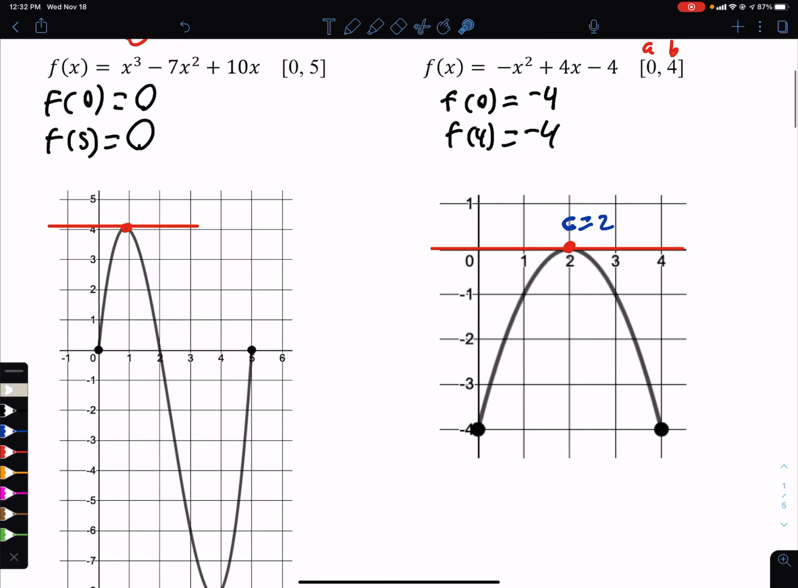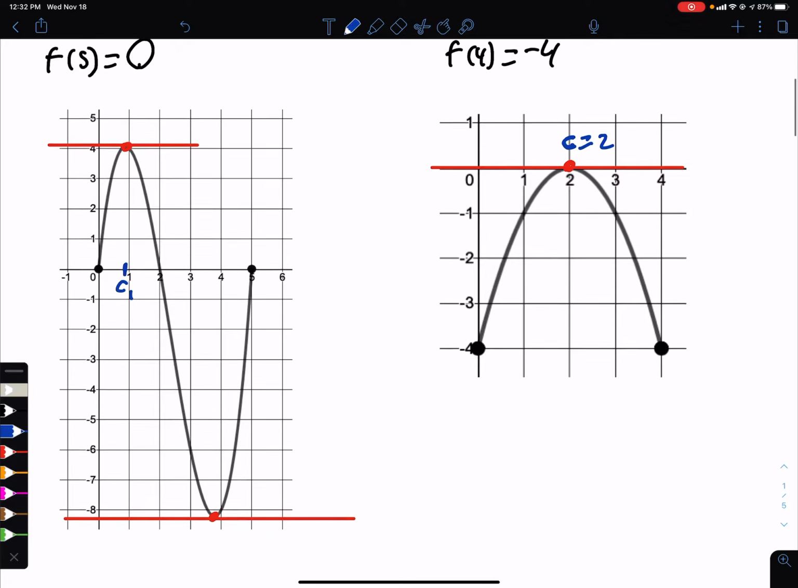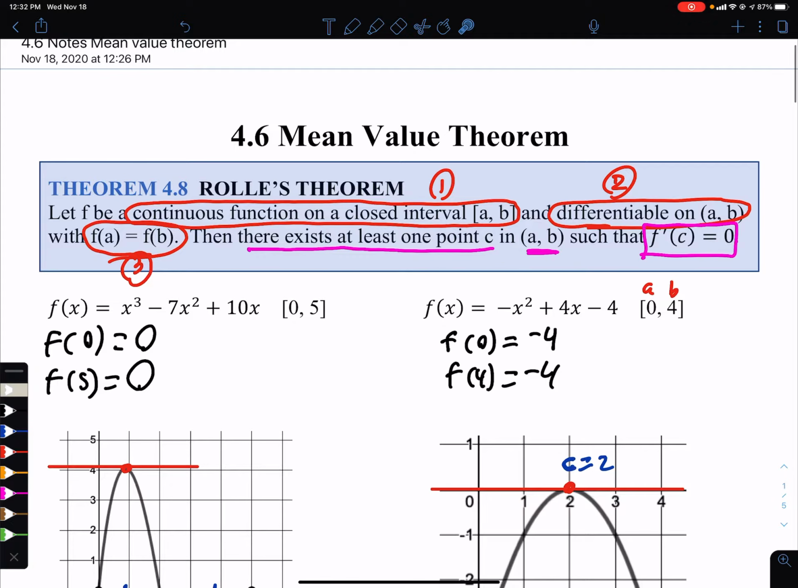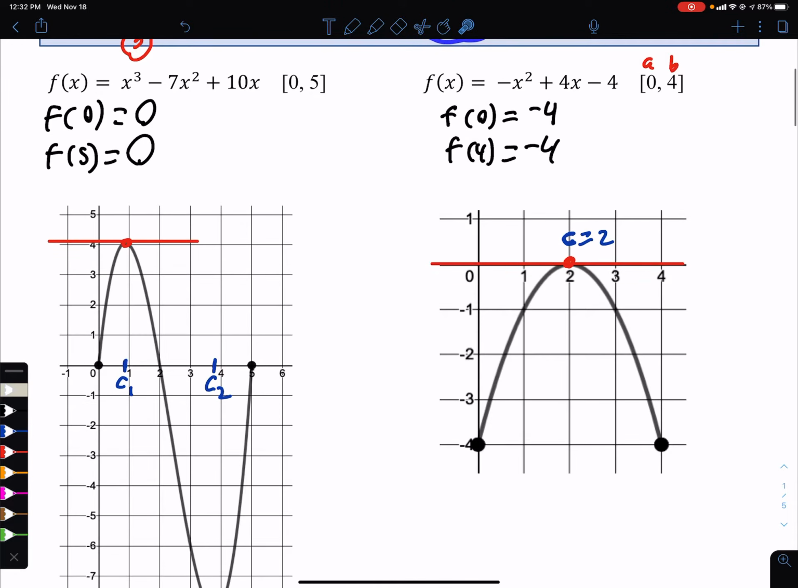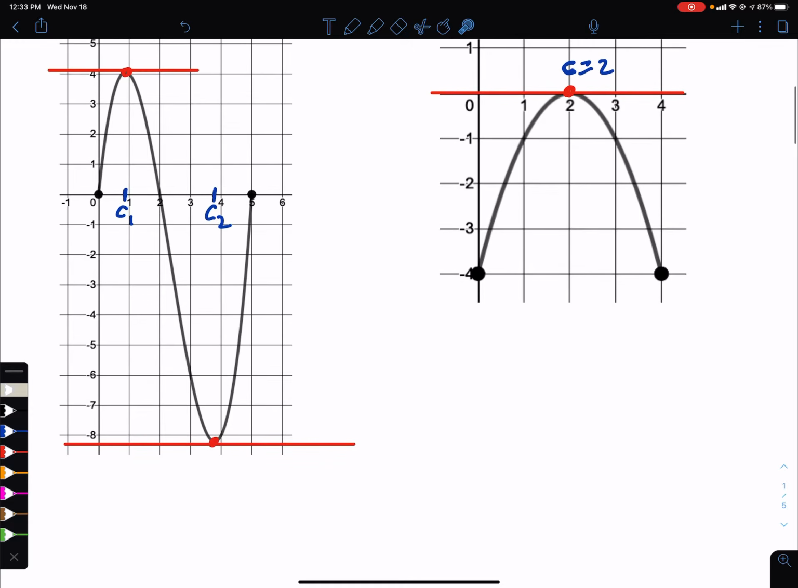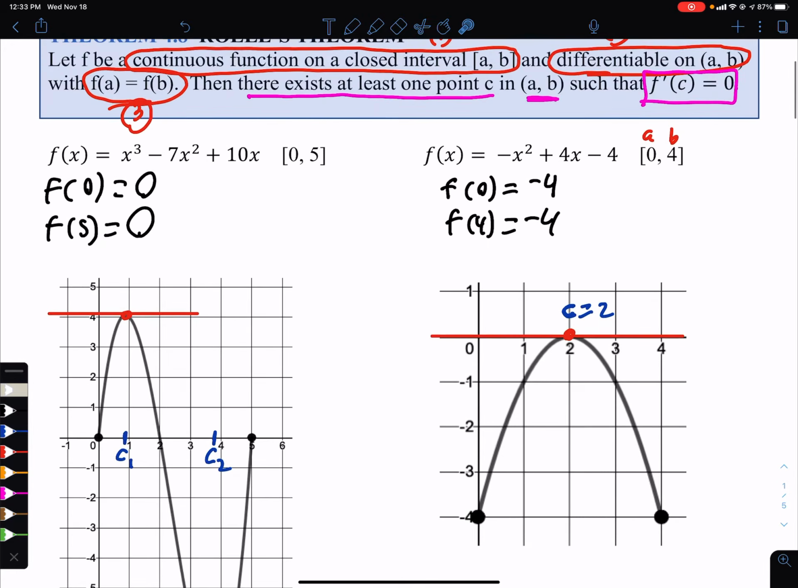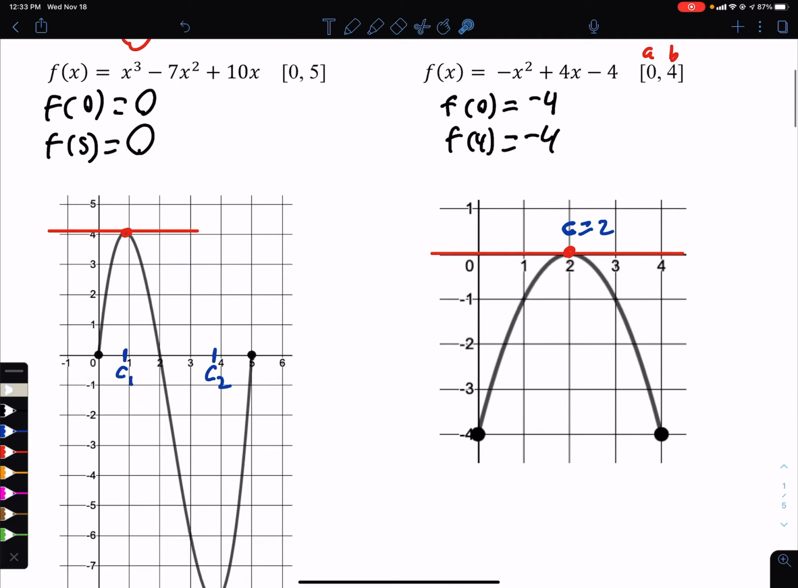So I claim there are two C's. The first C, I'll call C1 right there, and the second C is right there. So C's, what are your C's? They're values of x between the endpoints. Well, the endpoints are 0 and 5, so there's my first C. At that value of x, the derivative is 0, and there's my second C, because at that value of x, the derivative is 0. So that's the application of the theorem.